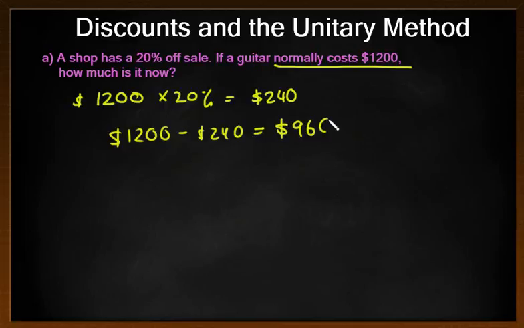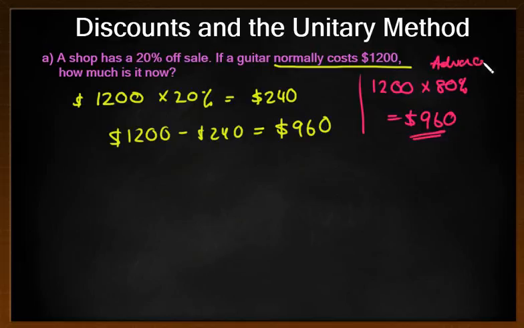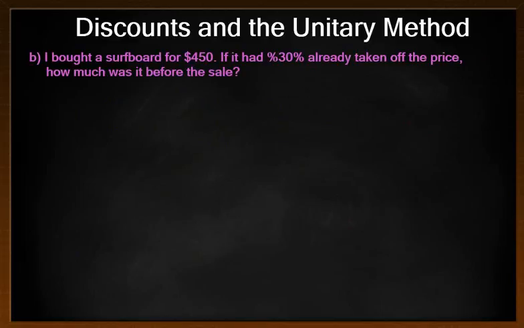Now, for those of you who are a little bit more advanced in this, you might recognize that if you're getting 20% off, well, that's the same as finding what 80% of the price is, and you get your $960 straight away. So that's the more advanced method of doing so, but this is kind of the more normal one for most people. So that was a normal type of question. All right, the next one, again, pause it, give this one a nudge.